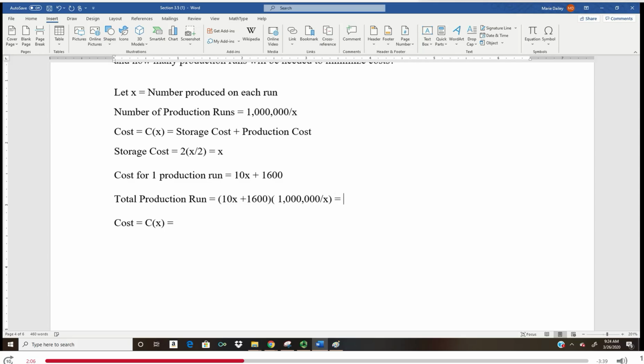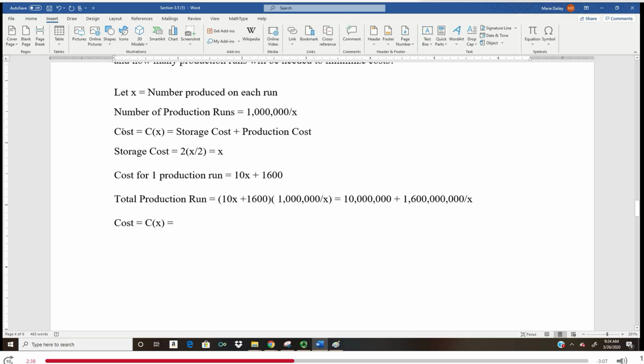And of course, multiplying this out, the numbers here are a little bit big. Thank you, WebAssign. Plus then 1600. All right, so there's that multiplication. And again, it's just a nice, simple distribution.